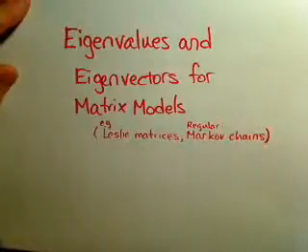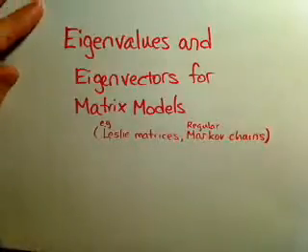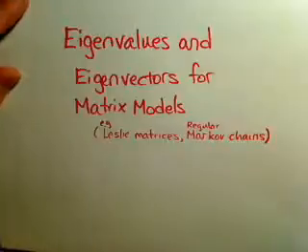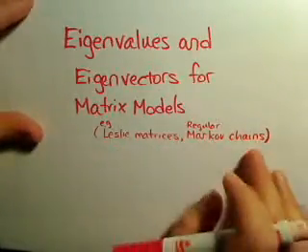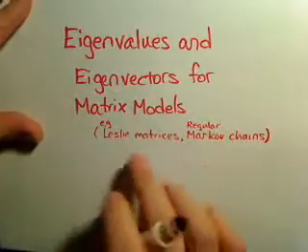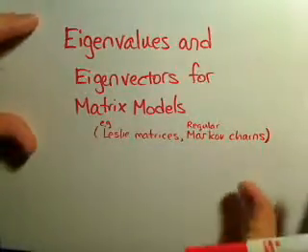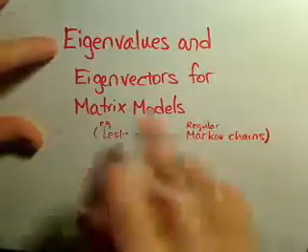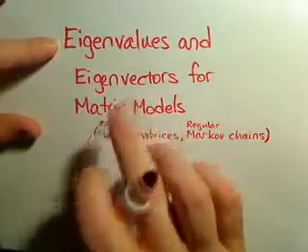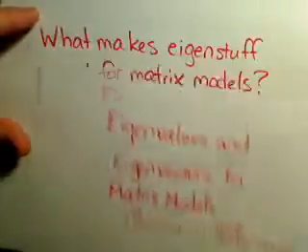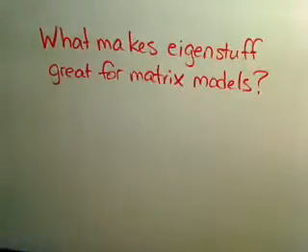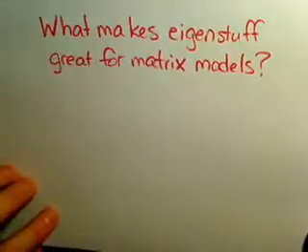The purpose of this video is to talk about eigenvalues and eigenvectors for matrix models. When I say matrix models, I mean something along the lines of Leslie matrices or regular Markov chains, although there's a few other matrix models that this would also apply for. Eigenvalues and eigenvectors can seem like these bizarre abstract concepts, but they really are quite powerful for these matrix models. And so what makes eigenstuff so great for matrix models?